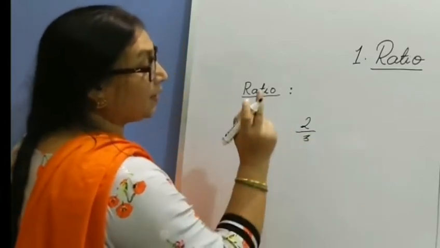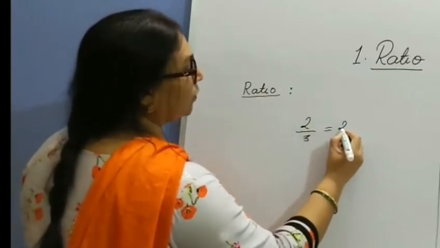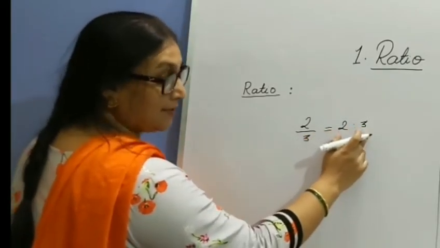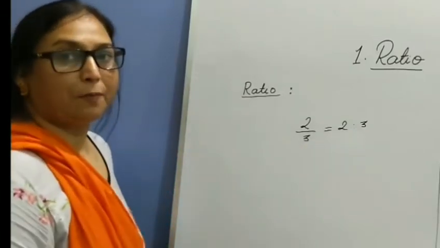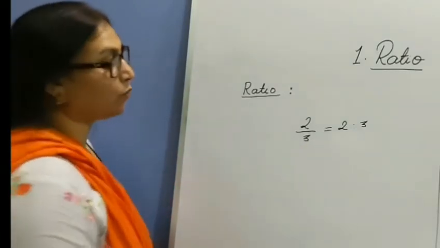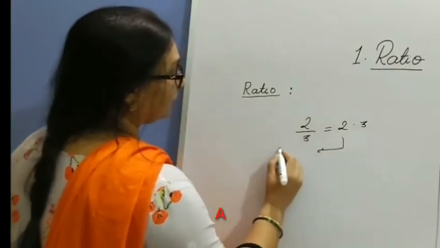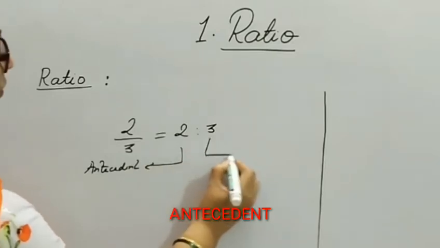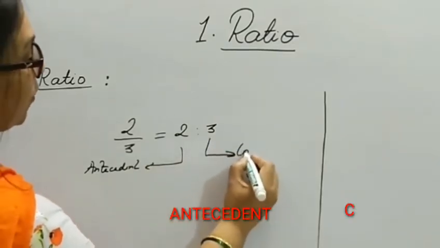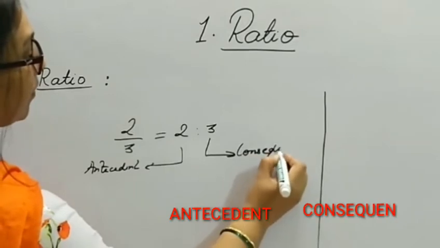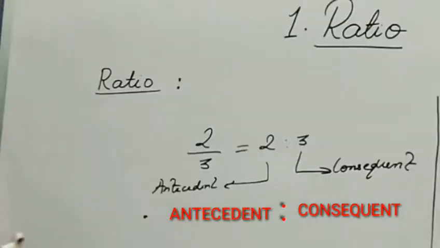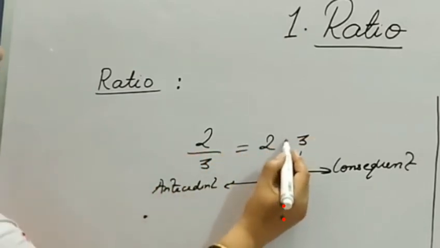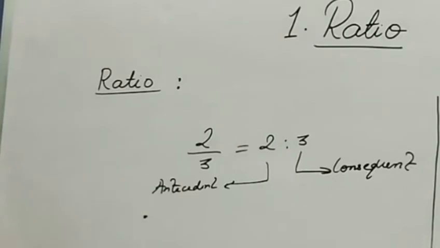Do you know 2 by 3 in ratio can be written as 2:3, where 2 is the first part of the ratio and 3 is the second part of the ratio. The first part or the first term of the ratio is called antecedent, and the second part or the second term of the ratio is called consequent. Children, here you notice 2 by 3 could be written as 2:3. This colon is called the ratio sign.